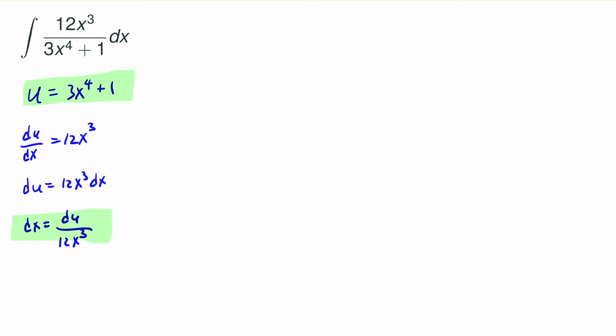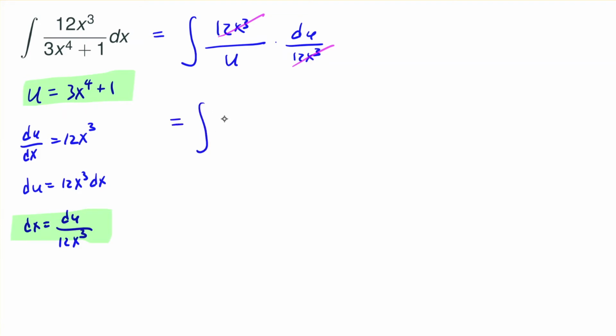So this will now be 2x cubed over u, and dx is du over 12x cubed. And you see that the x cubed cancels out. So what we have left is 1 over u du.